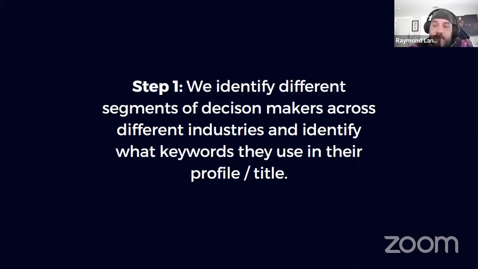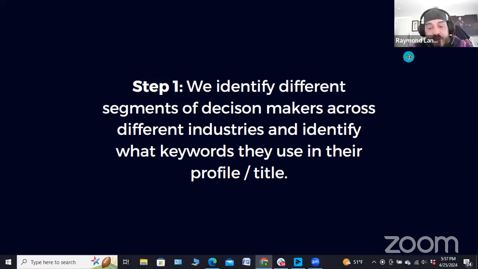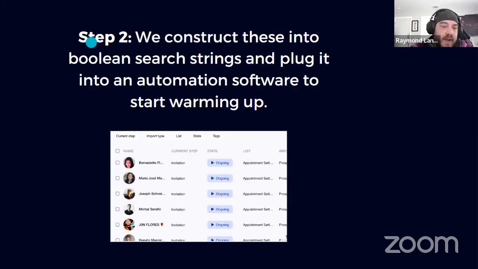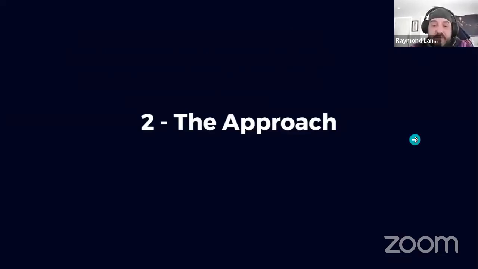First off, we want to get really dialed in with the targeting. The way we do that is by identifying different segments of decision makers across different industries and identifying what keywords they're using in their profile. Some of you might be familiar with this from other PDOCS programs in the past. Then we construct what are called Boolean search strings and plug them into automation software to start warming up these connections. Here, we're targeting appointment setters for that particular campaign. That would be the warm-up phase before we get into the strategy and the results.